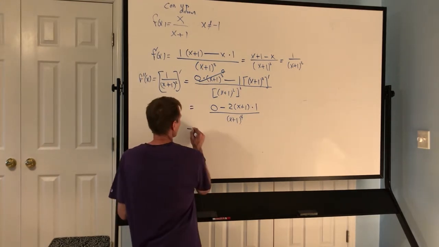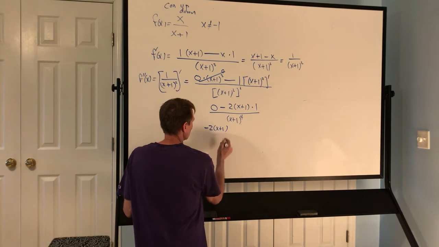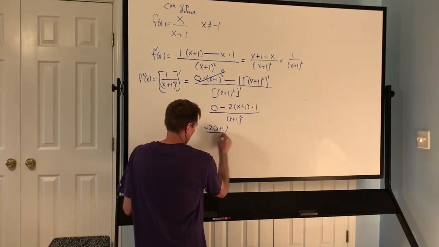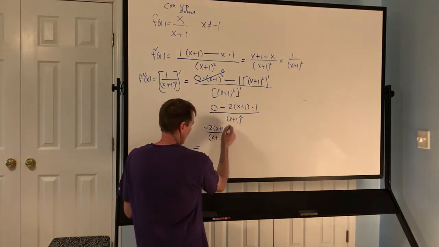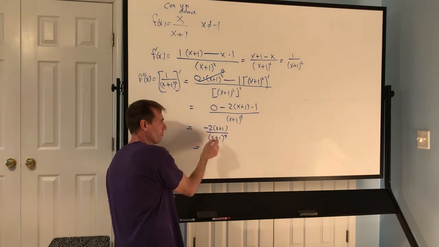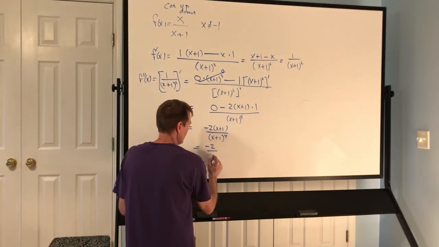Okay, let's keep simplifying so we can actually look at this. Minus 2 times x plus 1 over x plus 1 to the 4th. Let's simplify some more. If you've got an apple over apple to the 4th, that's an apple to the 3rd.